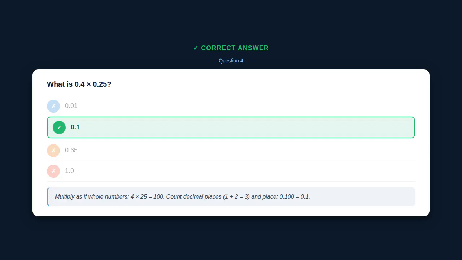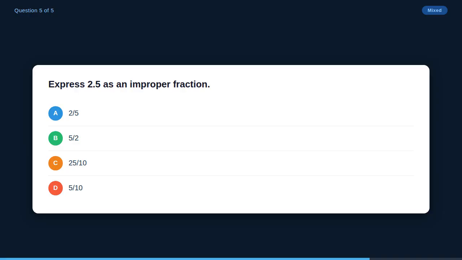Multiply as if whole numbers. 4 times 25 is equal to 100. Count decimal places. 1 plus 2 is equal to 3 places. 0.100 is equal to 0.1.